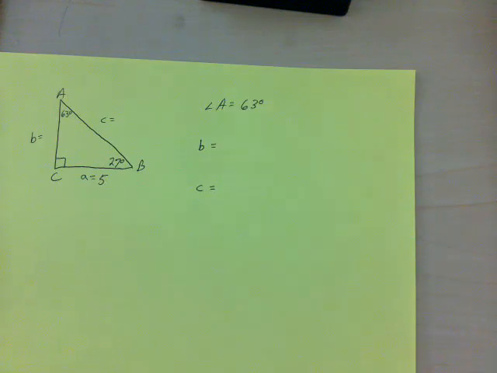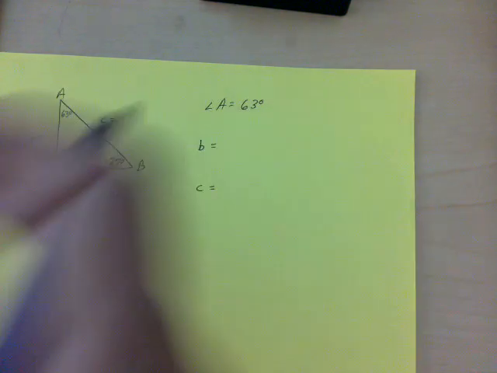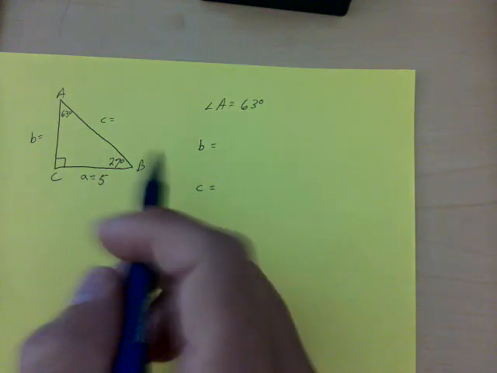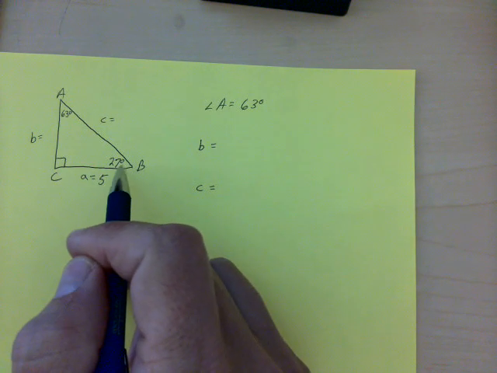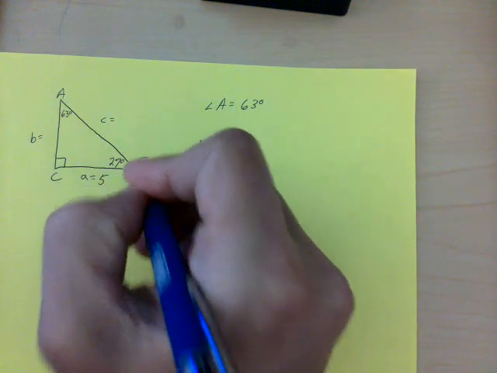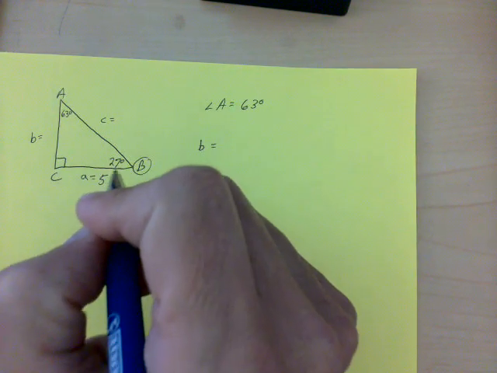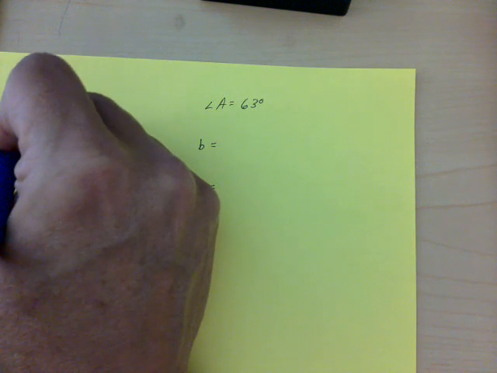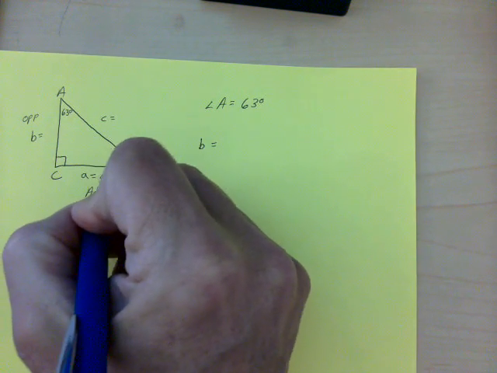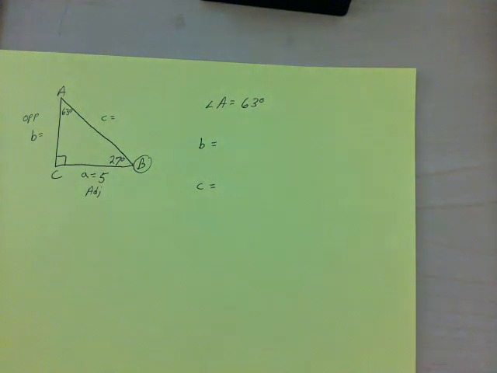Okay, so now I must use trig to find either side B or side C. Okay, so I'm going to use the angle that was given. I originally gave you angle B. So if I draw my attention to angle B, knowing that it's 27 degrees, my opposite side is B, my adjacent side is the 5.